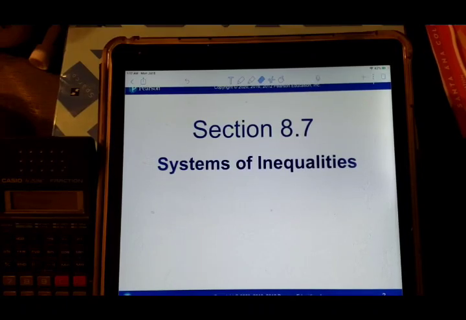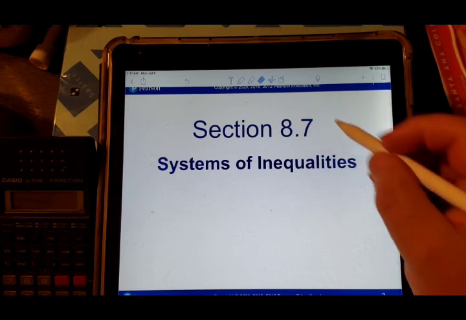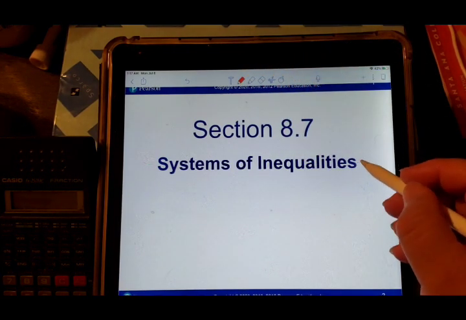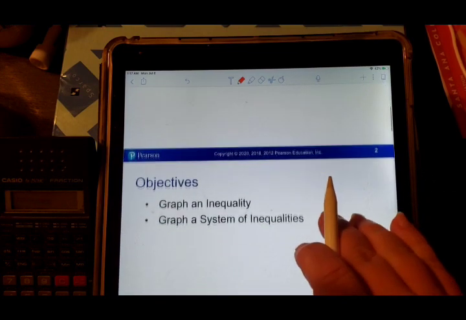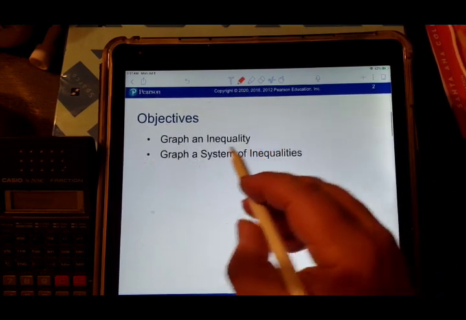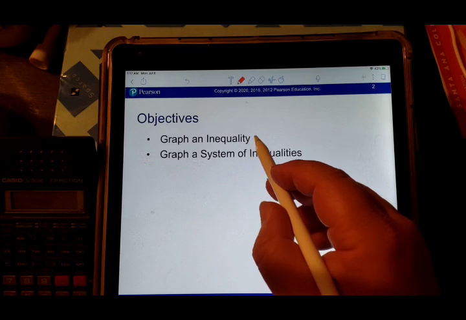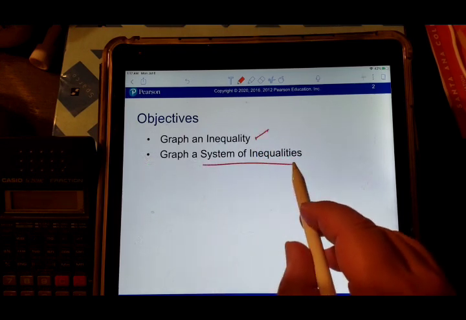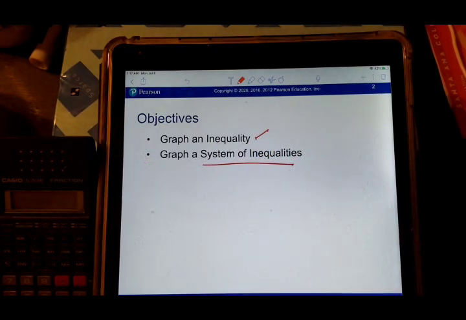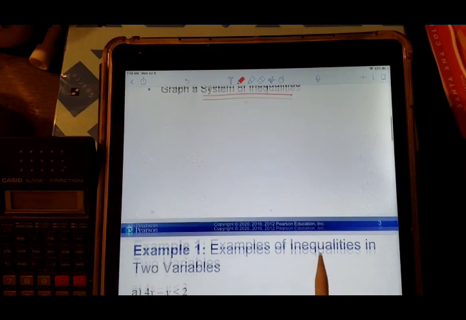All right, welcome to section 8.7, Systems of Inequalities. Now it says systems of inequalities. A few of the graphs, first we'll do just an inequality, and then we'll do a system of inequalities. And they do have a few differences in how to proceed.